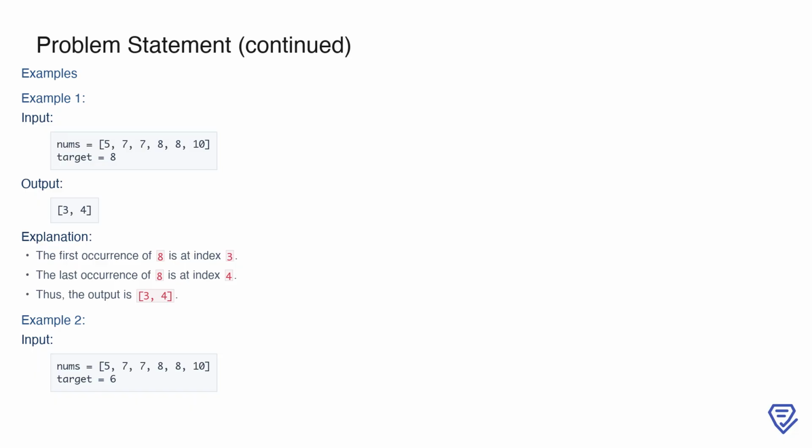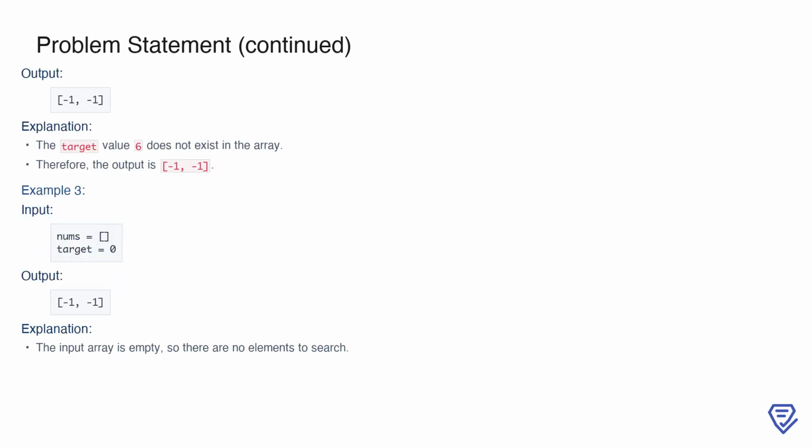Now, consider another input where the array is the same, but the target is 6. Here, since the value 6 does not appear in the array, the output must be [-1, -1], to indicate that the target is absent. Another example highlights the scenario where the input array is empty. If nums equals [], and the target is 0, there are no elements to search, so the output is [-1, -1]. This demonstrates that when the array has no elements, we should immediately return [-1, -1], regardless of the target value.